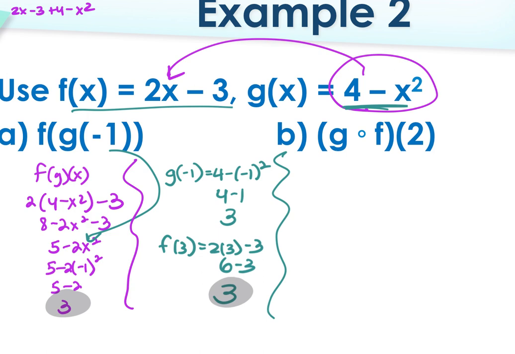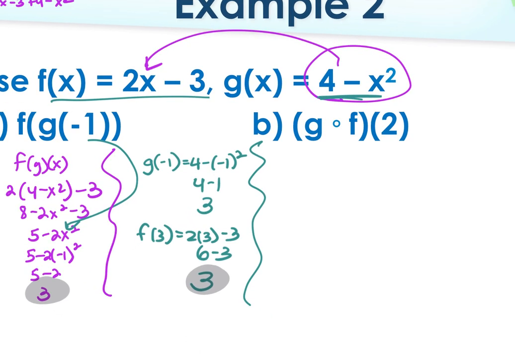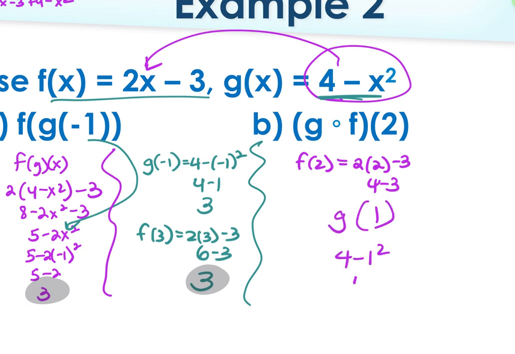All right, so now go to B. What am I plugging 2 into? F. I'm going to find f of 2, which is 2 times 2 minus 3, 4 minus 3, which is 1. And then I'm going to find g of that, 4 minus 1 squared, which is 3. So go right to left on these.